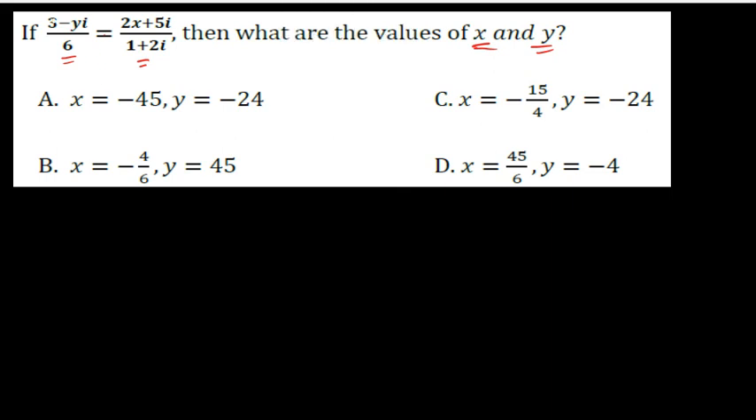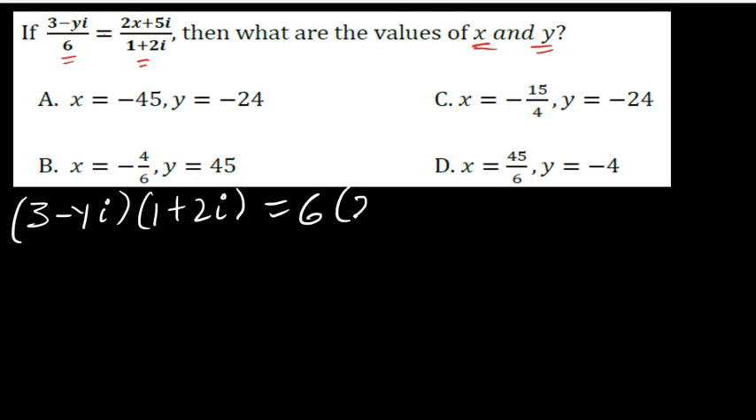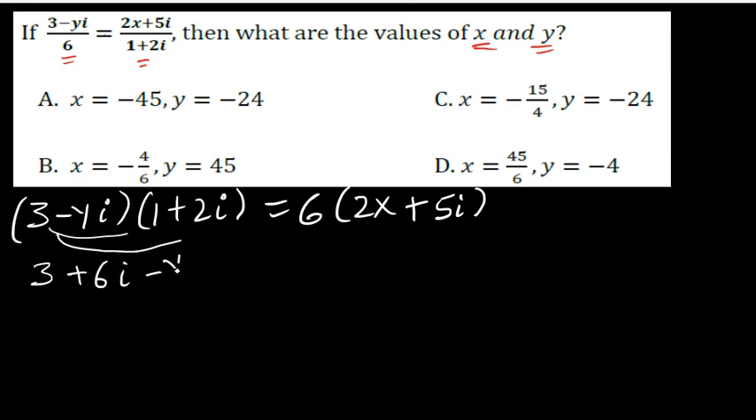Okay, let's do that. When you multiply crisscross, 3 minus yi times the other denominator 1 plus 2i is equal to 6 times 2x plus 5i. We need to take care of the sign when doing it. These 3 terms will multiply each of them: 3 times 1 is 3, plus 6i, minus yi, and here negative yi times 2i, where i times i will be negative, so it becomes plus 2y, is equal to 12x plus 30i.